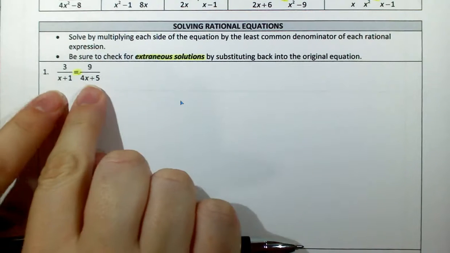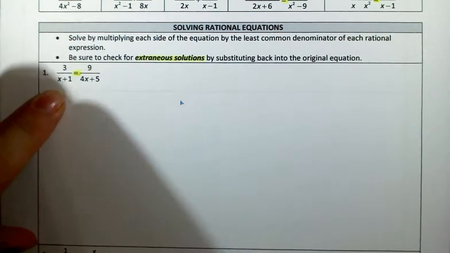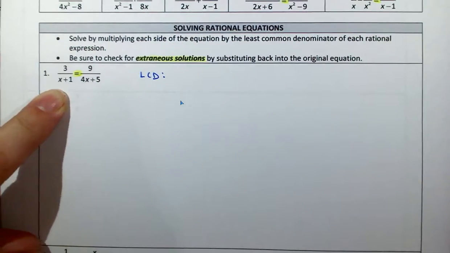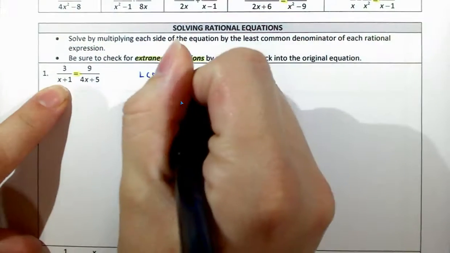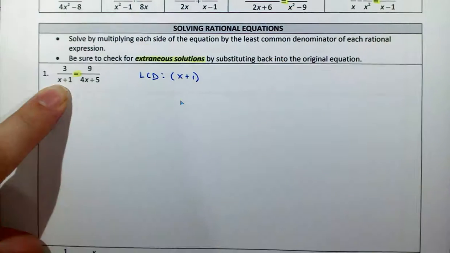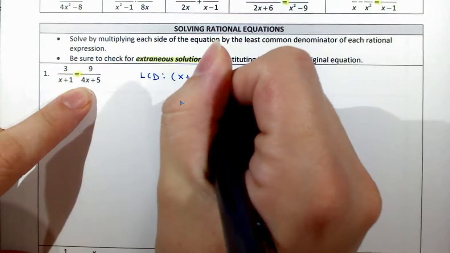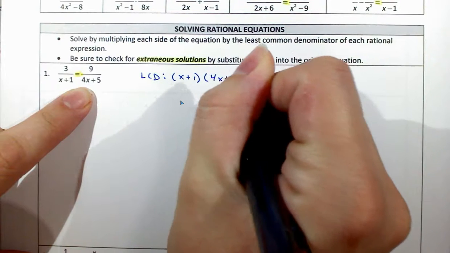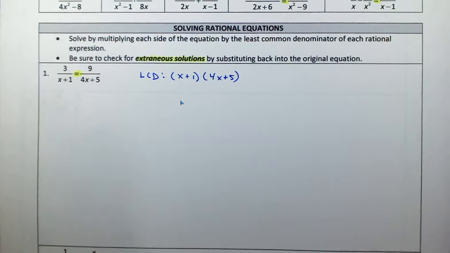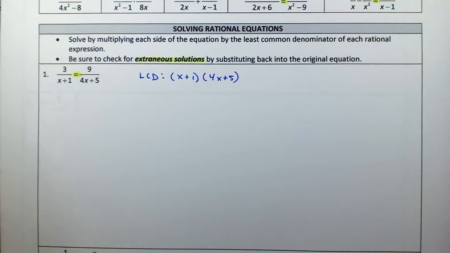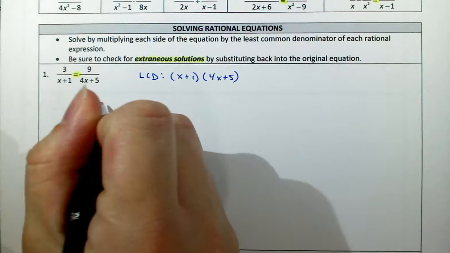We have two fractions. The first thing we're going to do is find our least common denominator. x plus 1 is our first piece. It's already factored, so there's nothing more we can do. The second fraction has 4x plus 5, and we cannot simplify that either. So that is our least common denominator. We are going to take each fraction and multiply it by this expression. I'm going to leave some space here.